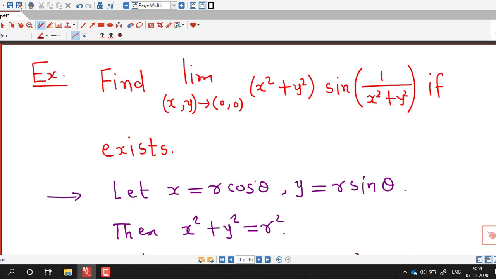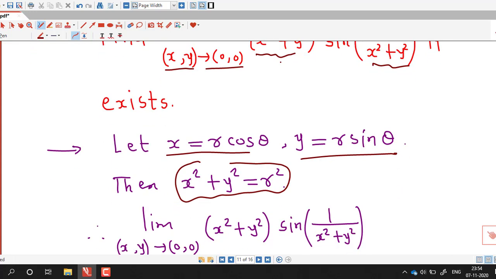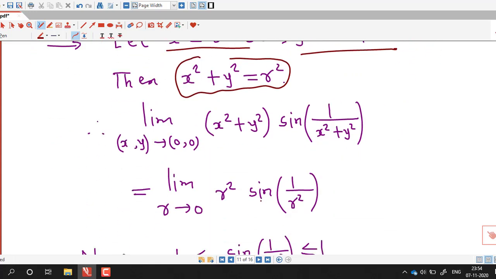Limit of (x square plus y square) times sine of 1 upon (x square plus y square) as (x, y) tending to origin, if it exists. So whenever we have this type of terms x square plus y square, it is advisable to use polar coordinates. So we start with x equal to r cos theta, y equal to r sin theta, and we can replace x square plus y square by r square. So this is going to be limit r tending to 0 of r square sine of 1 upon r square.